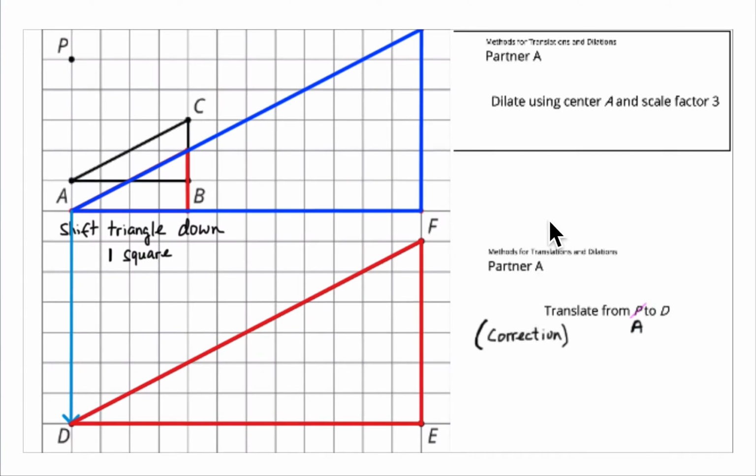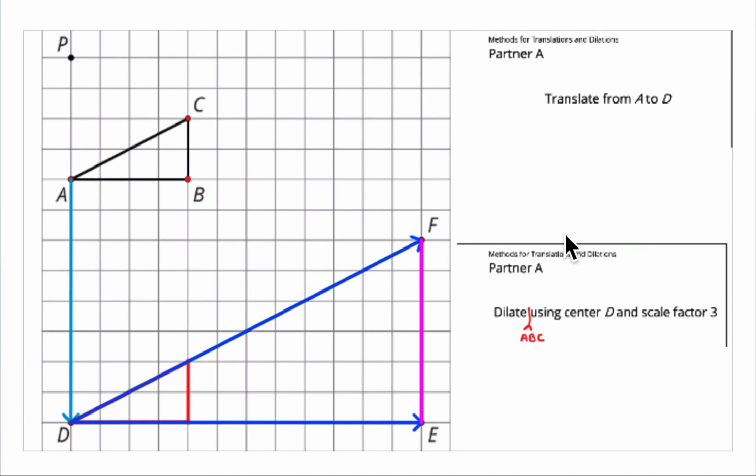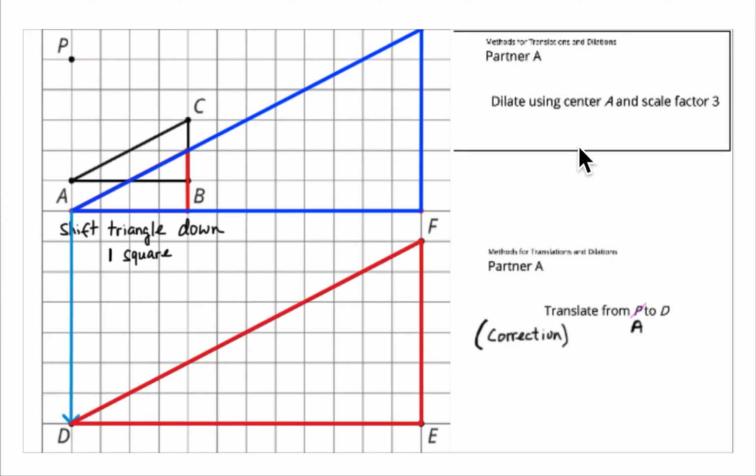So the cards I think you should use on this are dilate using center A and a scale factor 3. So if you dilate using center A and a scale factor 3, now you could have used this card, I think, for back here. Dilate using center A and a scale factor 3. So you could have used that card for here. And again, it's not clear to me from this activity whether you can use the same card twice or not. So dilate using center A and a scale factor 3.